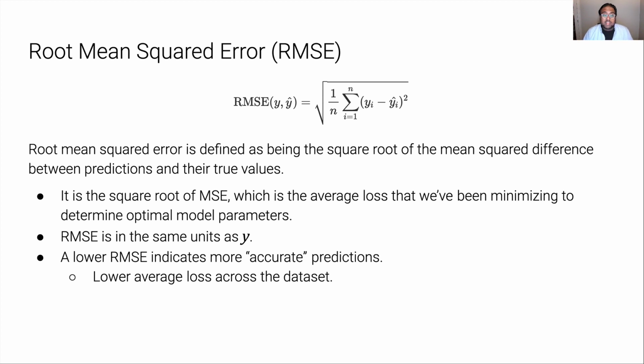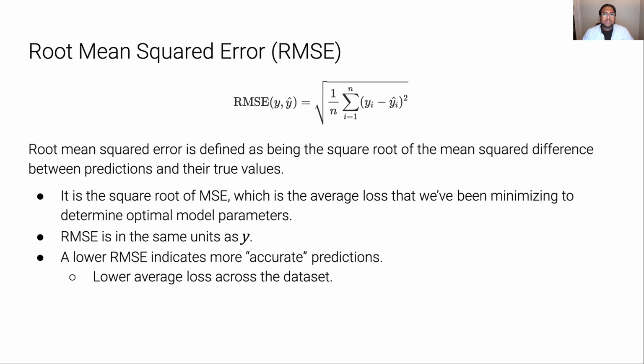The reason we take this square root of the mean squared error is because the units of the root mean squared error are the same as the units of our y. So if, for instance, our x is measured in inches and our y is measured in pounds, the units of the mean squared error are pounds squared, but the units of the root mean squared error are just pounds. So it makes things a little more interpretable.